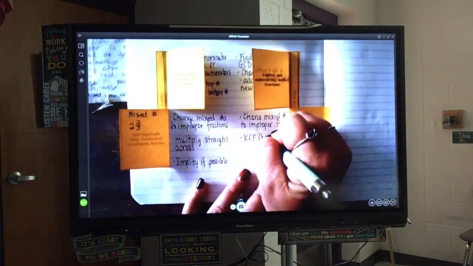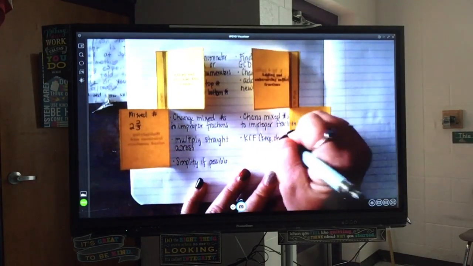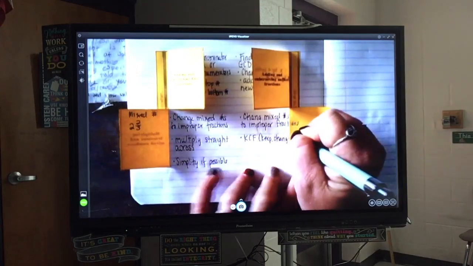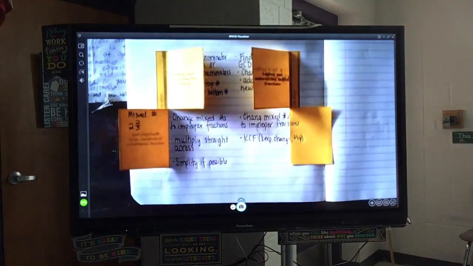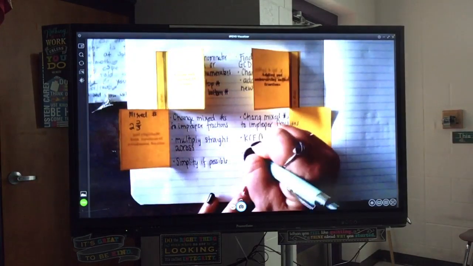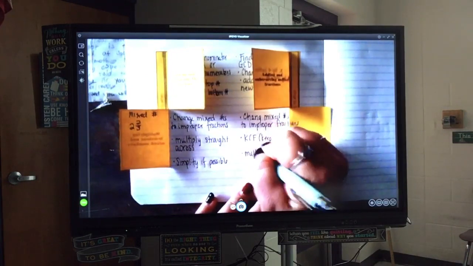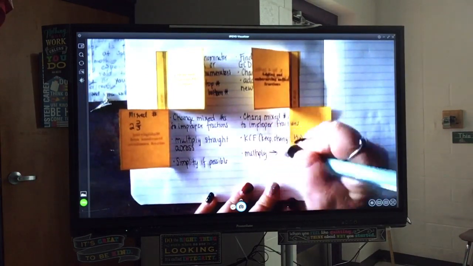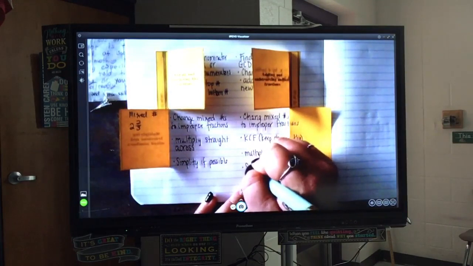That's going to be keep, change, and flip. What that means is you keep the first fraction the same, you change your division to multiplication, and you flip that second fraction. This is also known as finding the reciprocal. That is what we're going to call it this year in 6th grade. Finding the reciprocal is the same as KCF. And then you just simply multiply straight across and then simplify if possible.